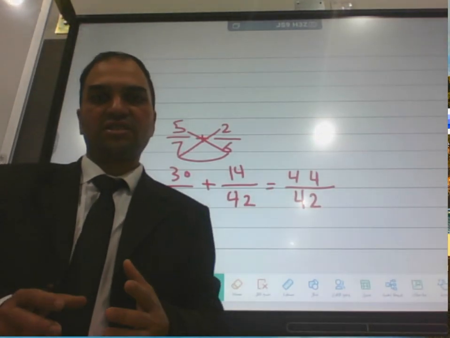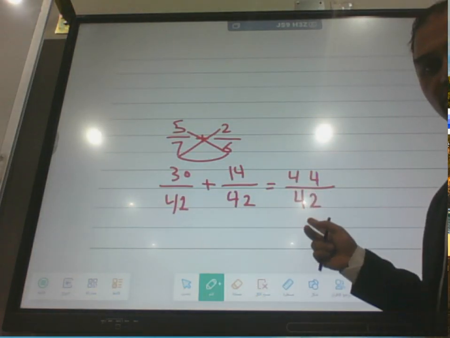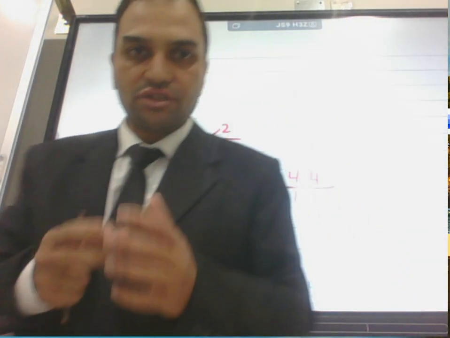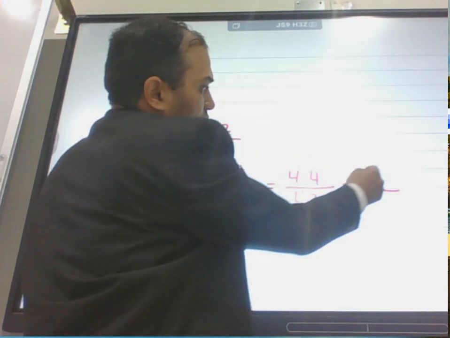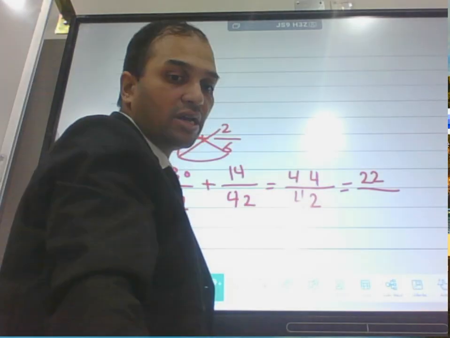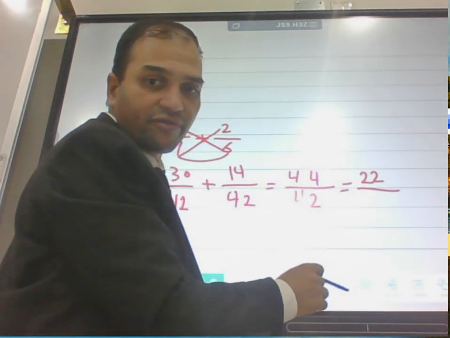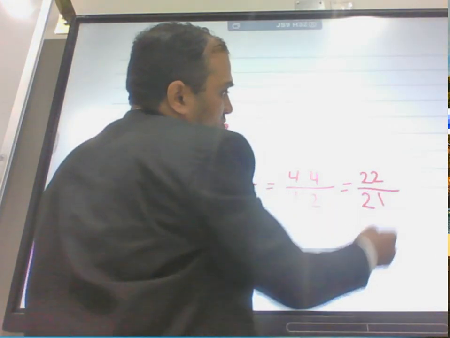Now I will simplify this expression by dividing the numerator and denominator by 2. You know 44 and 42 are even numbers. You can divide them by 2 in the numerator and denominator. Okay? Right here, 22 up, because 44 divided by 2 equals 22. And down here, 42 divided by 2: 4 divided by 2 equals 2 and 2 divided by 2 equals 1.